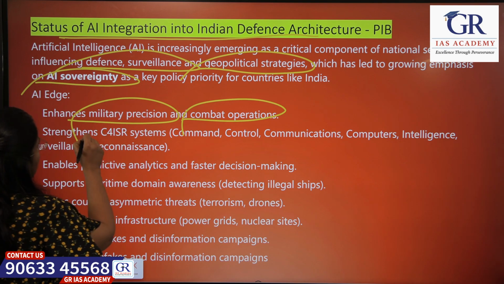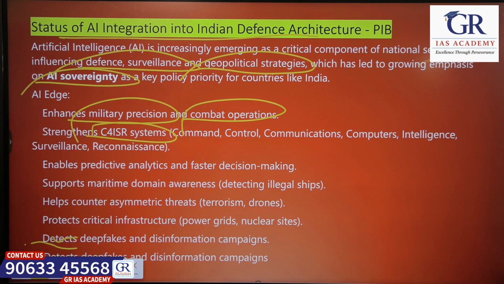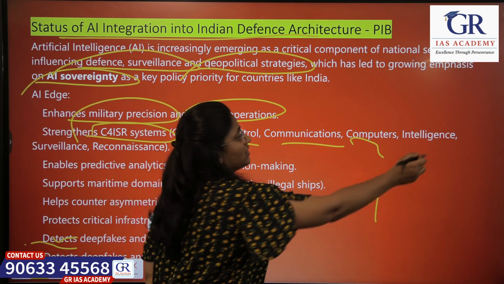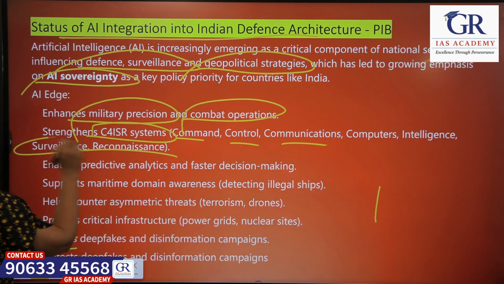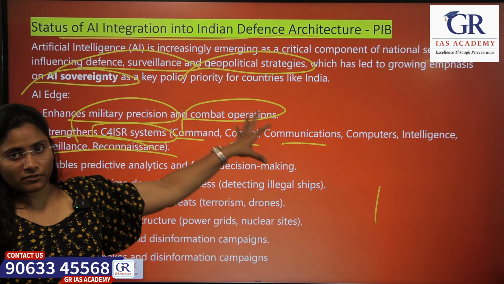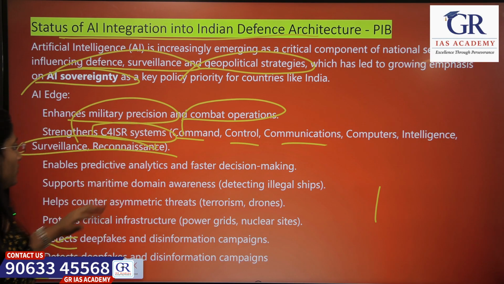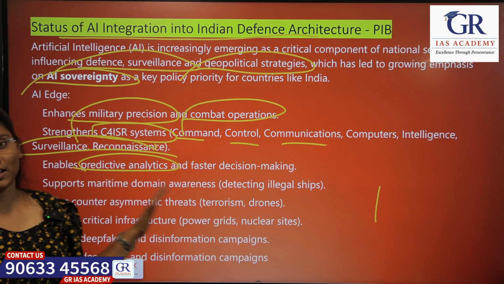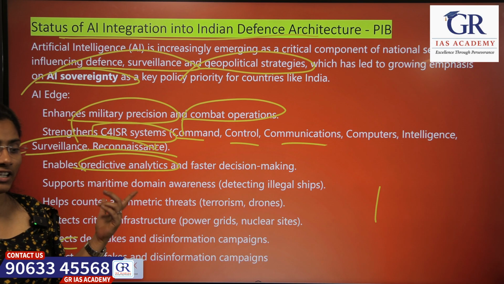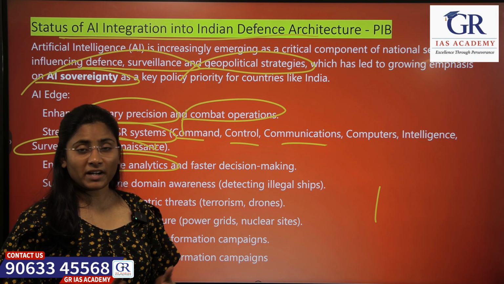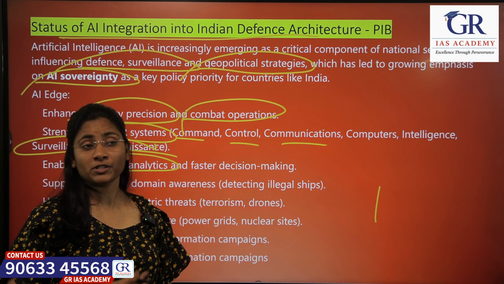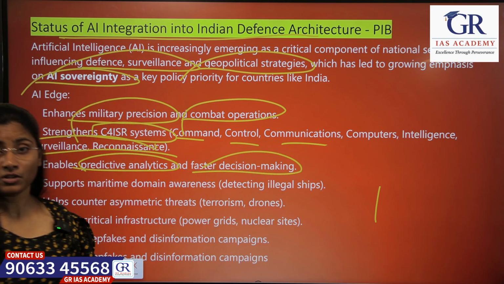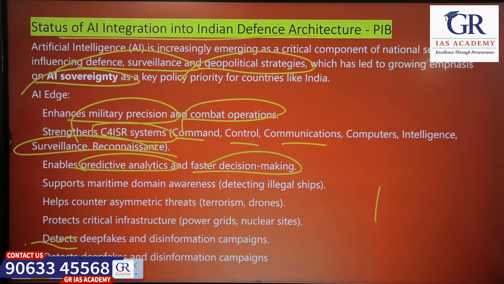And we want to strengthen C4ISR systems. So what are C4ISR systems? Command, control, communications, computers, intelligence, surveillance and reconnaissance. In all these fields, we want to strengthen usage of AI. Okay. We want to use predictive analytics. What do we want to predict? What might happen. Any upcoming wars, we can predict through our analytics and take faster decisions. So that's how we want to use our AI.